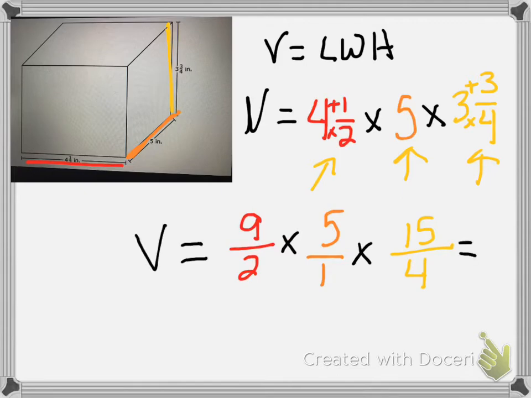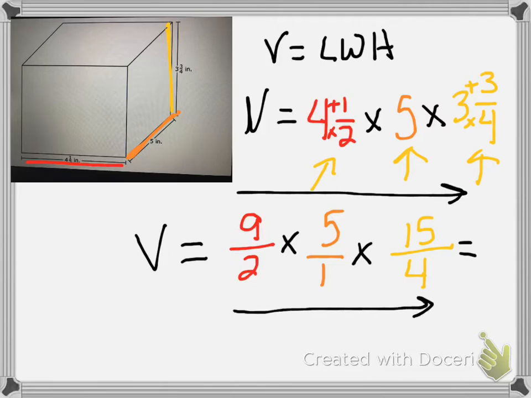Okay, so now that we have changed all our numbers so that we can find the volume, we just need to multiply across the top and multiply across the bottom. So 9 times 5 is 45, and 45 times 15 is 675. And then 2 times 1 times 4 is 8.